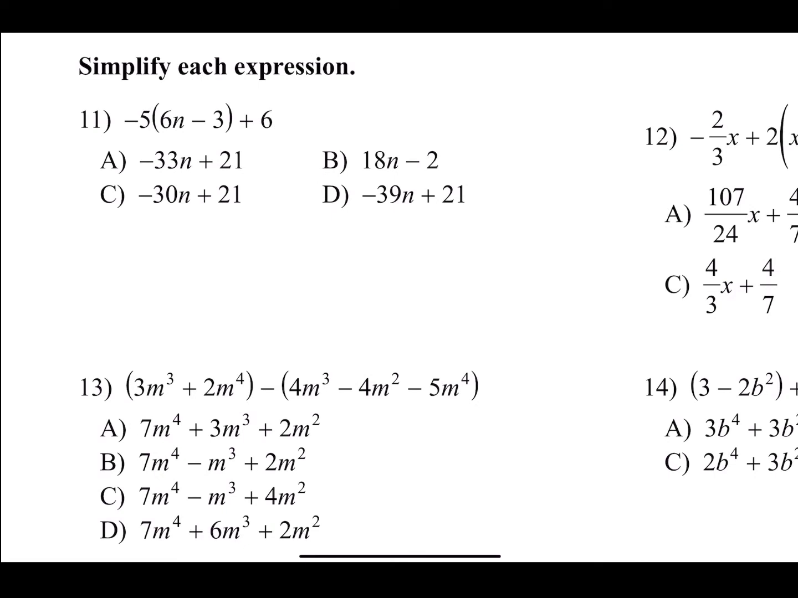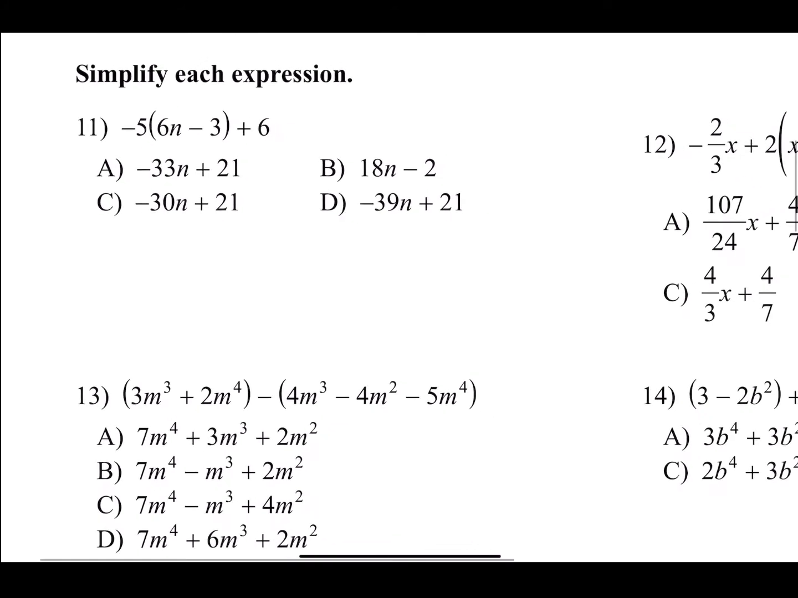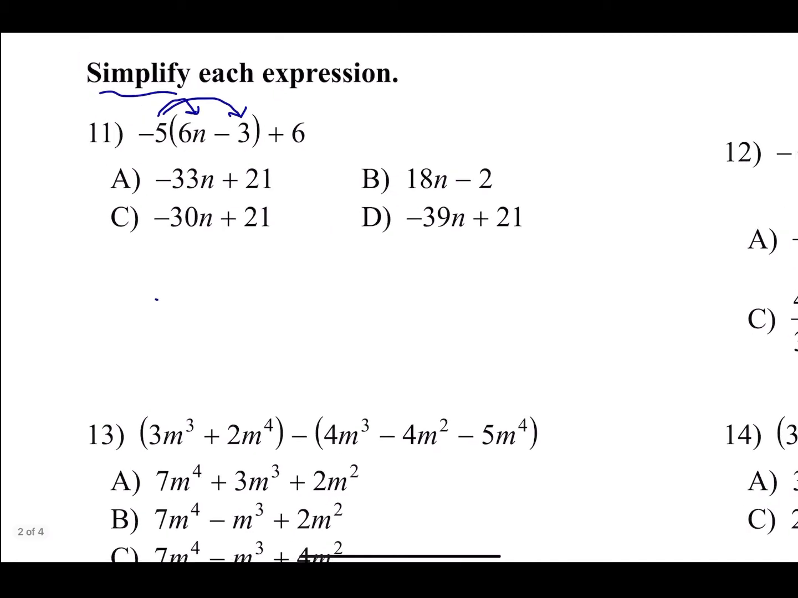So negative 5 times 6n minus 3 plus 6. Simplify just means there are things in this that can be put together. And anytime I see a number outside of a parentheses, I think distribution. So negative 5 times 6n is negative 30n. Negative 5 times negative 3 is positive 15. Plus 6. And then I have like terms. 15 can combine with 6. And minus 30n is stuck by itself. 15 plus 6 is 21. And we are done.